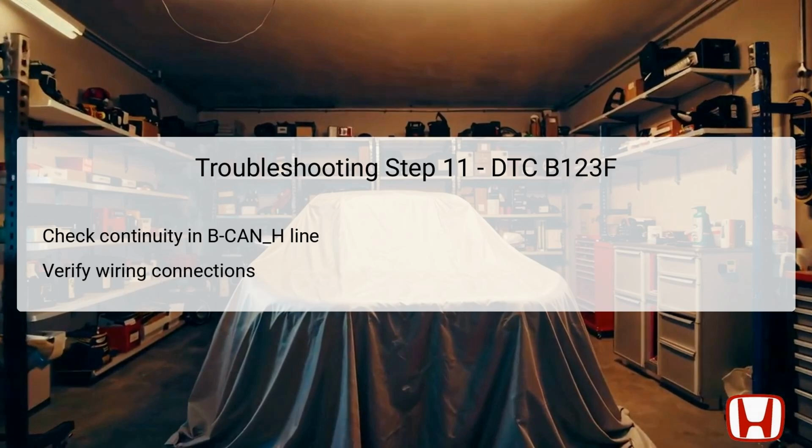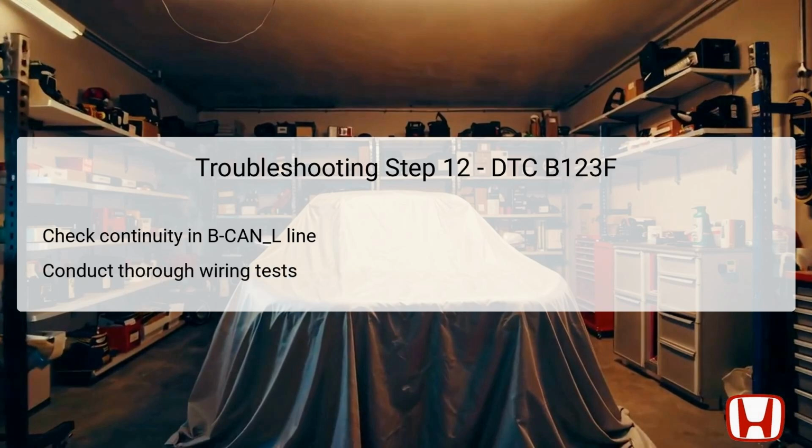This continuity check is essential to ensure that the BCAN H wire is intact. If continuity exists, it indicates that the wiring is unharmed and you can move on to the next step. Otherwise, you must repair any open circuits found, as they may be causing the DTC and leading to failures in the communication between control modules.